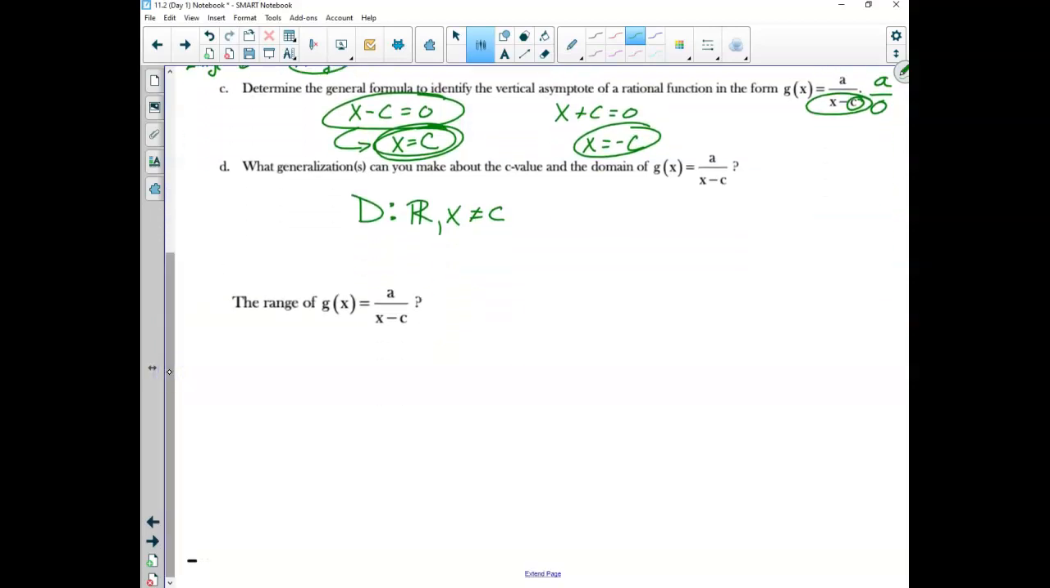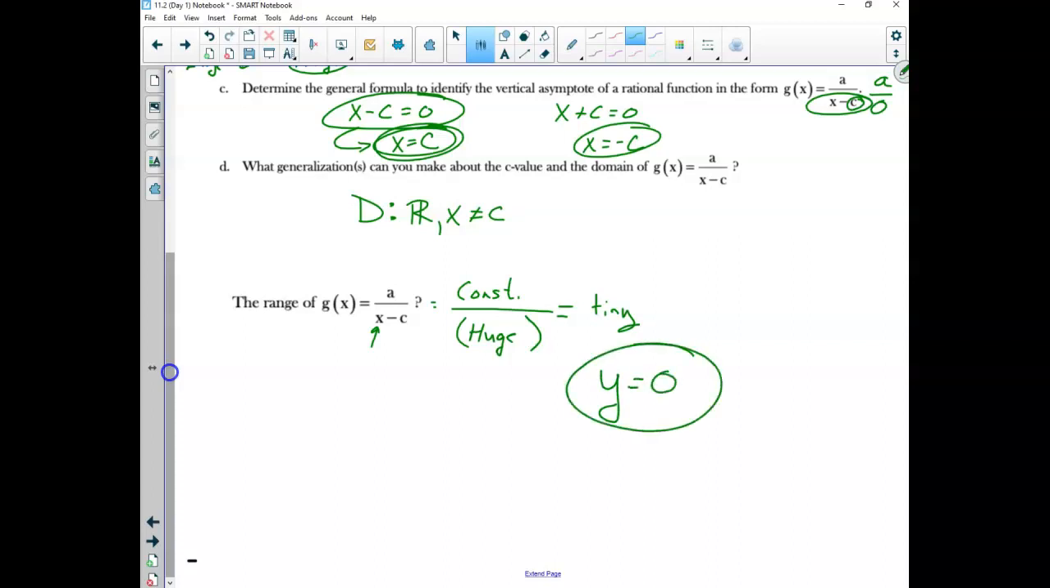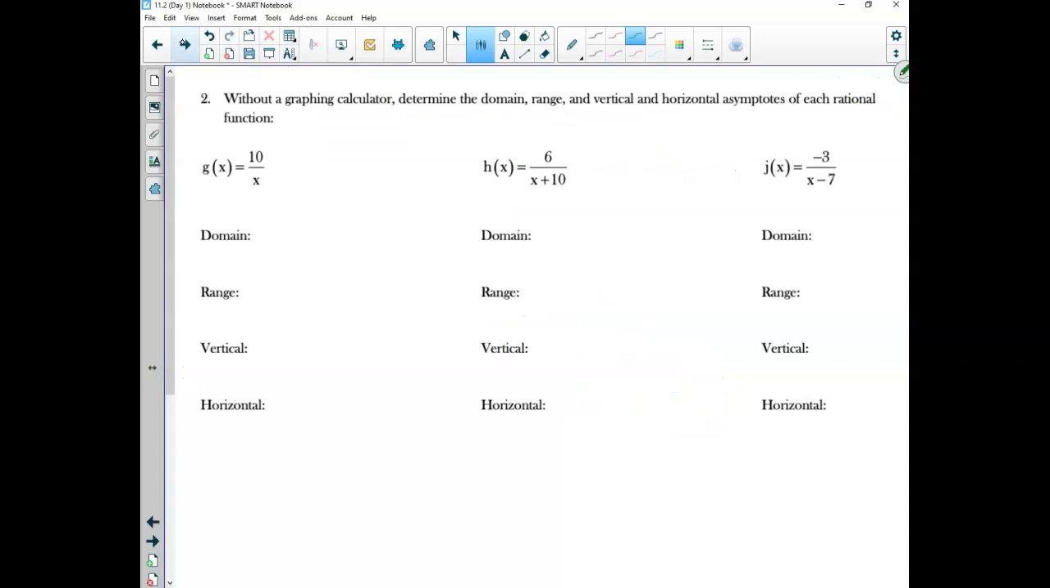And the range of this is, if my top is constant, like I said before, what's going to happen is the denominator, as x gets bigger and bigger, and I don't care if it gets bigger positively or negative, this bottom number down here is changing and it's getting huge, which means this is sooner or later getting tiny, which means y equals 0 will be my horizontal asymptote, right? And as we're cruising along here now, without a graphing calculator, determine the domain, range, vertical asymptote, horizontal asymptote of each rational function.